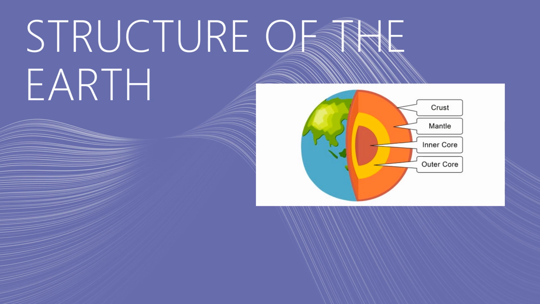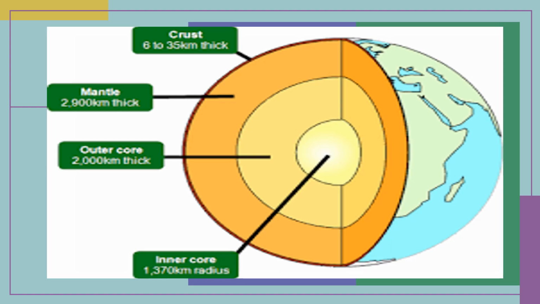Earth is mainly composed of crust, mantle, inner core and outer core. So we would be discussing about the crust first. The outermost layer on the surface of the Earth is crust. This is the outermost one.